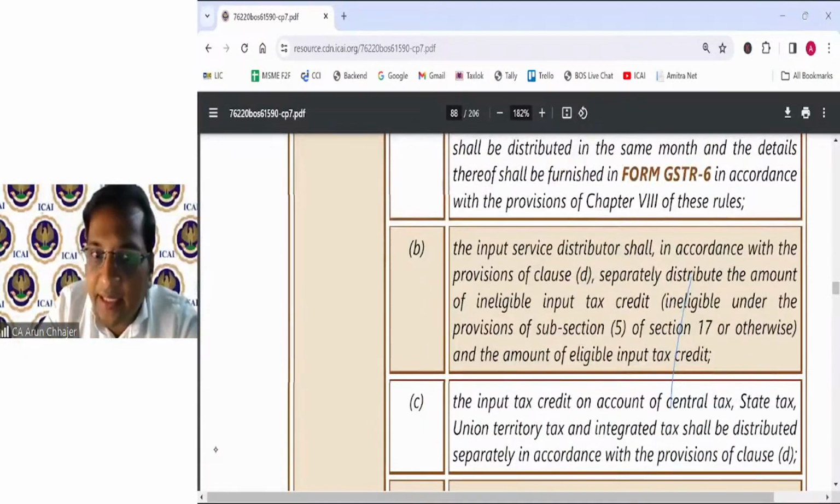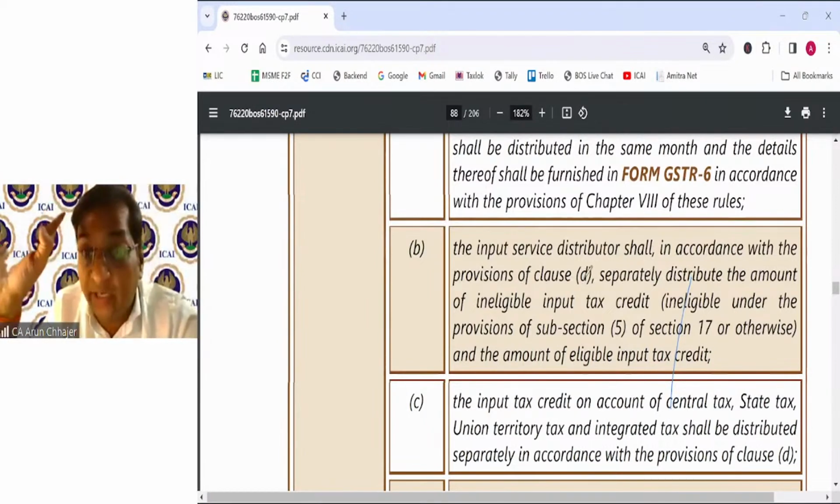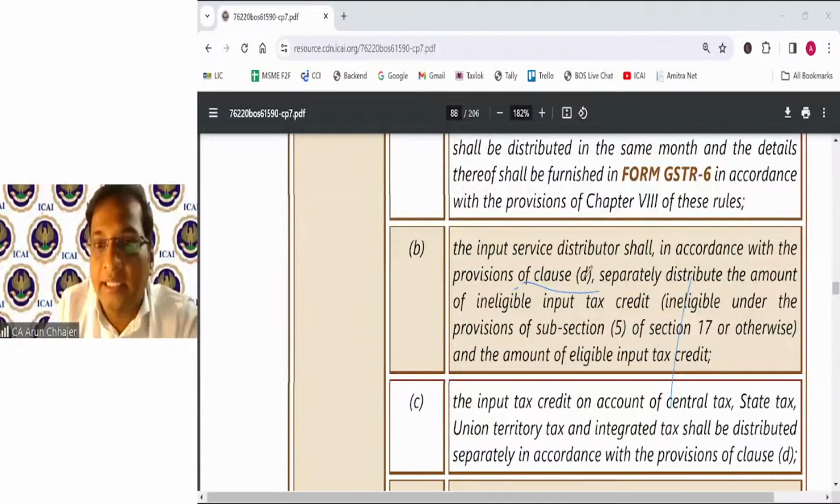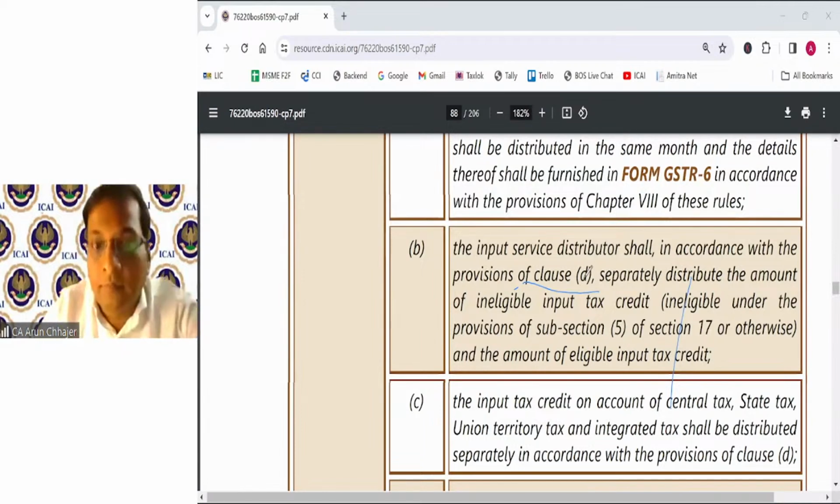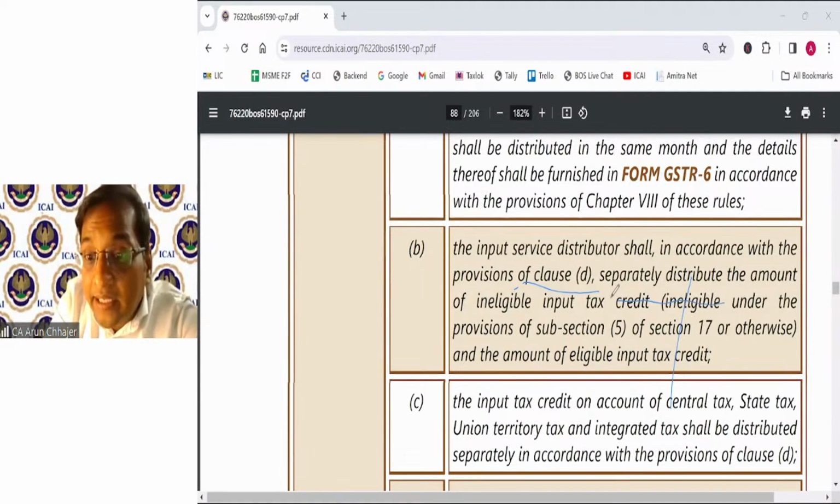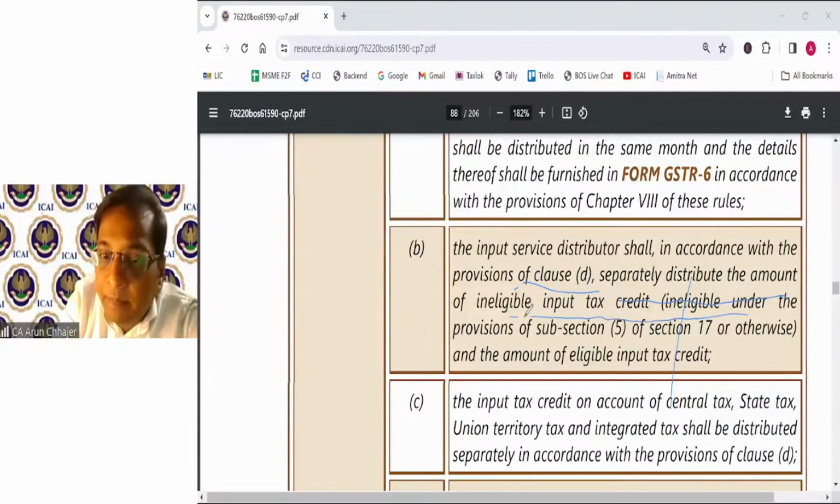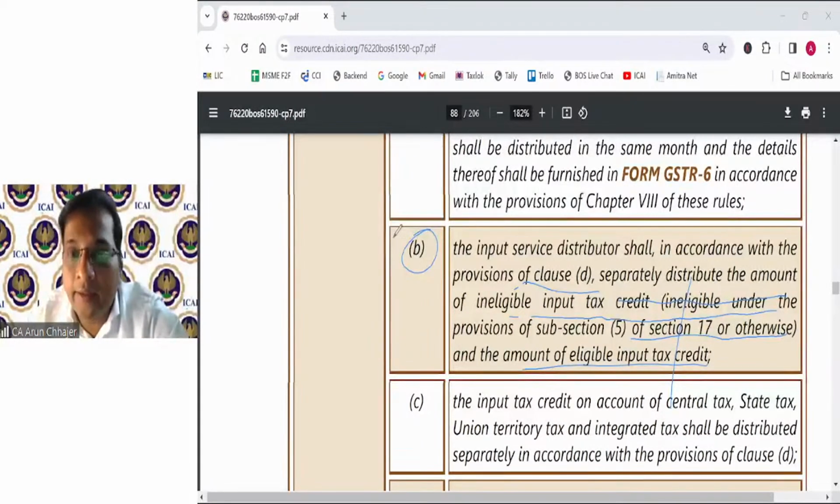Clause B says that ISD shall, in accordance with the provision of clause D, which we discussed in yesterday's class, distribute the ITC in the formula which has been given. We are going to discuss in this particular clause D that ISD shall separately distribute the amount of ineligible ITC as per 17(5) or otherwise and the amount of eligible ITC. So clause B says that ISD will distribute the eligible as well as the ineligible ITC both.